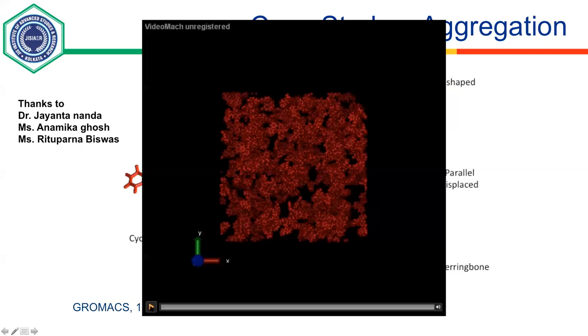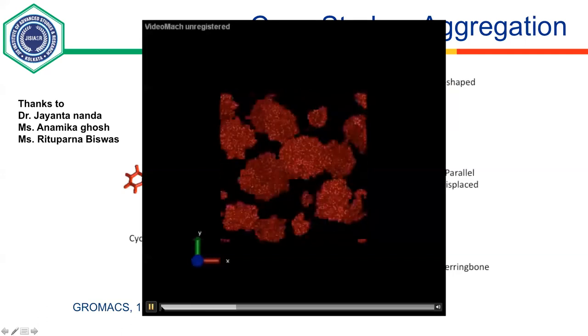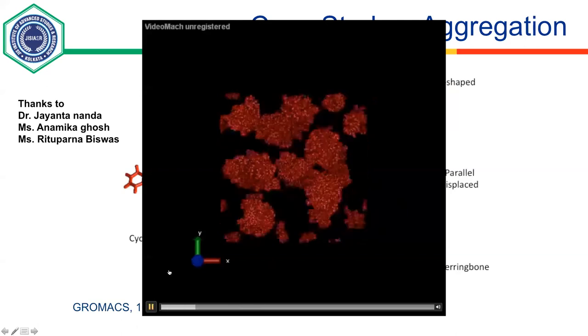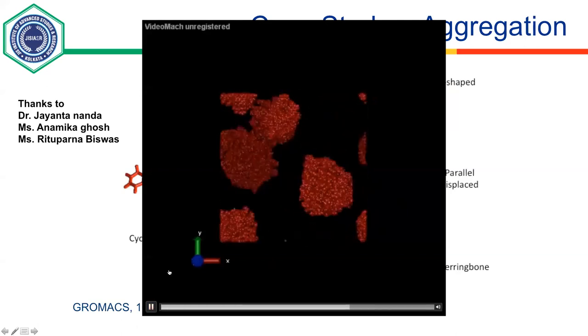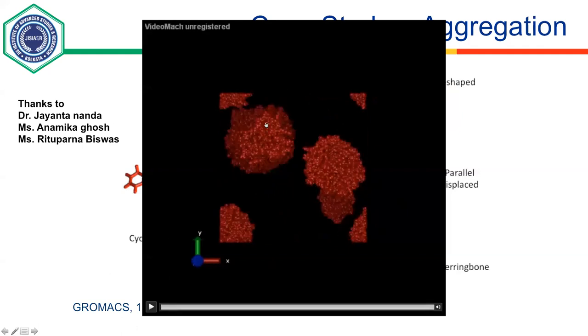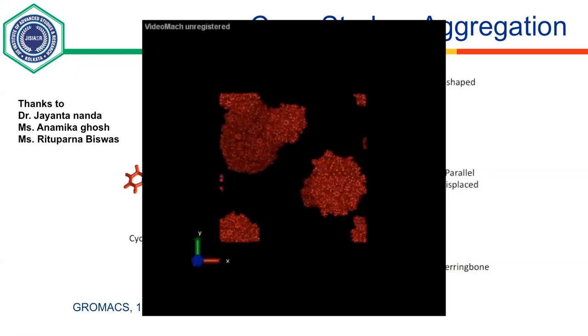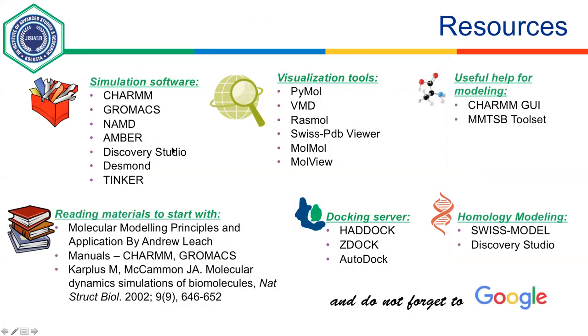Do you want to see the movie? Let's see the movie. Okay, this is somewhere in the starting complex. So after some time, around 80 to 90 nanoseconds, we can have this kind of aggregation. So simulation can work very well in this aggregation step. This one is an all atom simulation. If we opt for a low resolution model, we can have a better thing. Isn't it amazing? We will submit this manuscript by the end of this month.